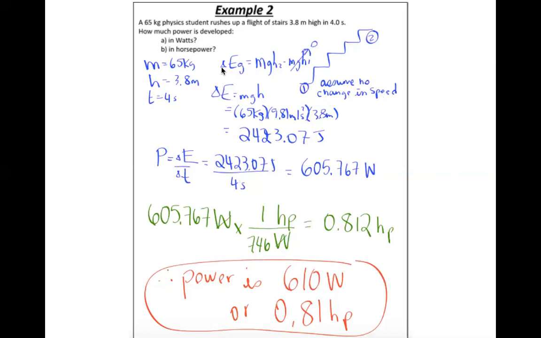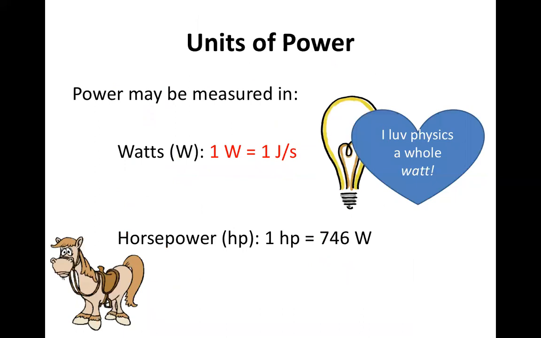Therefore, all of the delta E is just final EG minus initial EG. Final EG we'll say is at the top, so that's position 2. Initial EG is at the bottom, so those are the 2 points of the energy transformation that we are comparing. And mgh2 minus mgh1 gives us 2,423.07 joules. We sub that into the equation, divide by 4 seconds, and we get 605.767 watts.